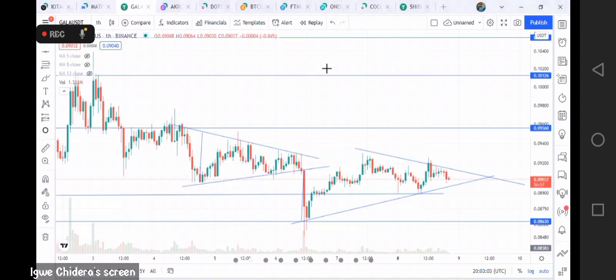Good evening, Coach. Please, can you explain how to take profit again on this bearish symmetrical triangle? Where exactly to take profit? Please.